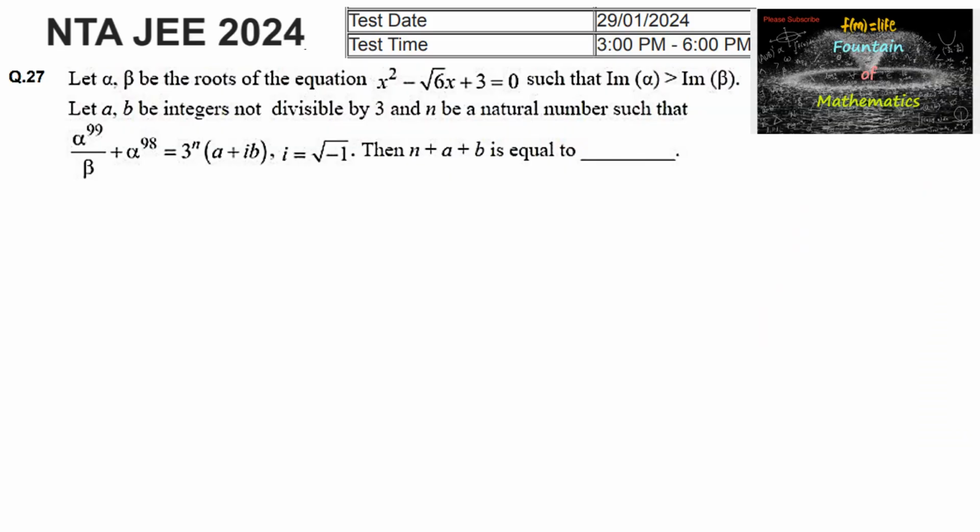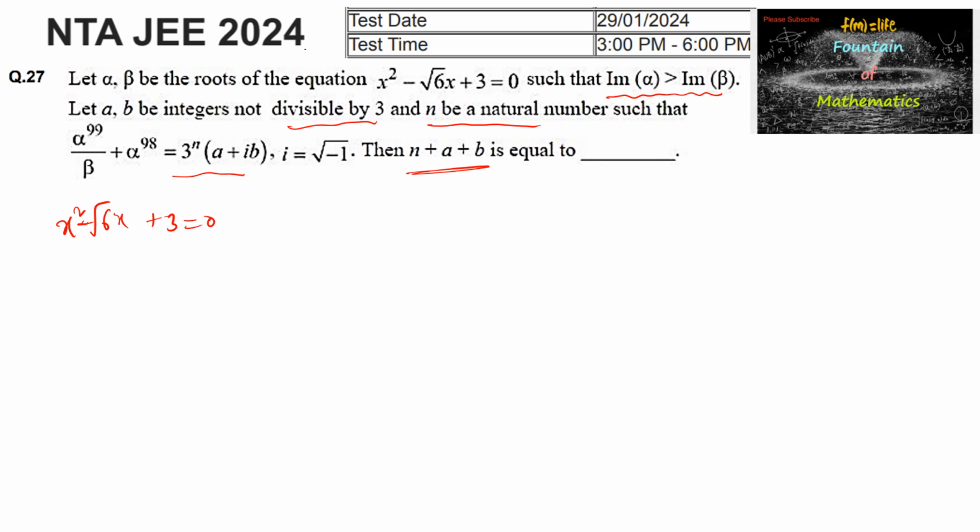Let alpha, beta be the roots of the equation x square minus root 6 x plus 3 is equal to 0, such that imaginary part of alpha is greater than imaginary part of beta. Let a, b be integers not divisible by 3, and n is a natural number such that alpha power 99 by beta plus alpha power 98 is equal to 3 power n times a plus ib. Then n times n plus a plus b is equal to.